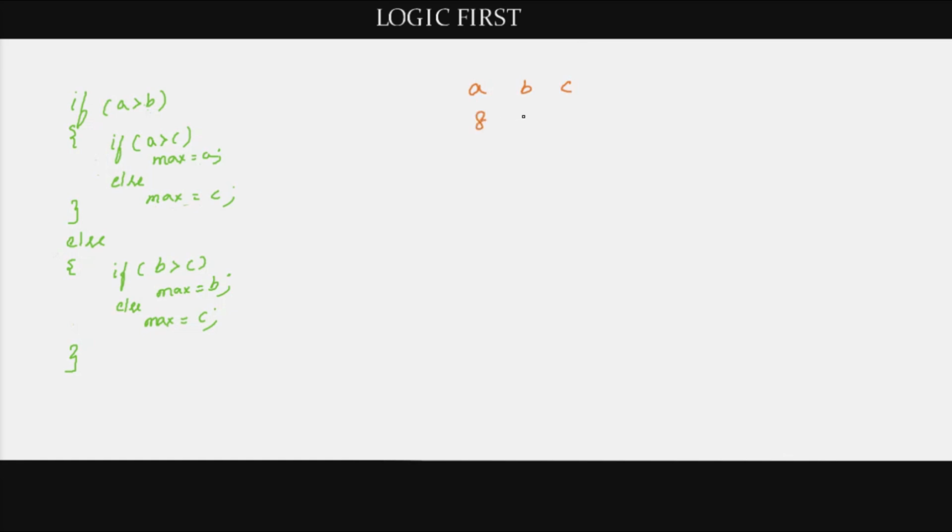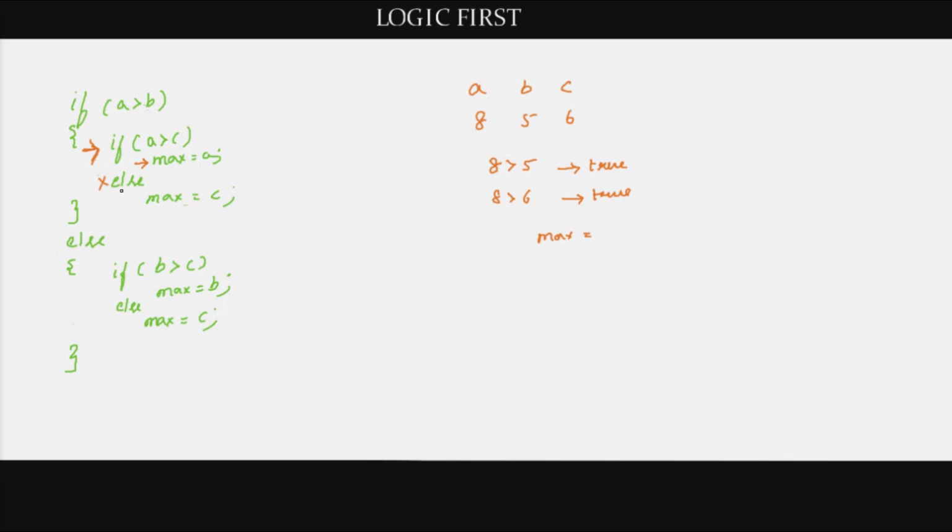Say we have 8, 5 and 6. First we are checking if A is greater than B. 8 greater than 5, it's true. So the execution comes here and checks if A is greater than C. 8 greater than 6 is also true. So max is assigned the value of 8. Since this if was true, this else will totally be ignored.